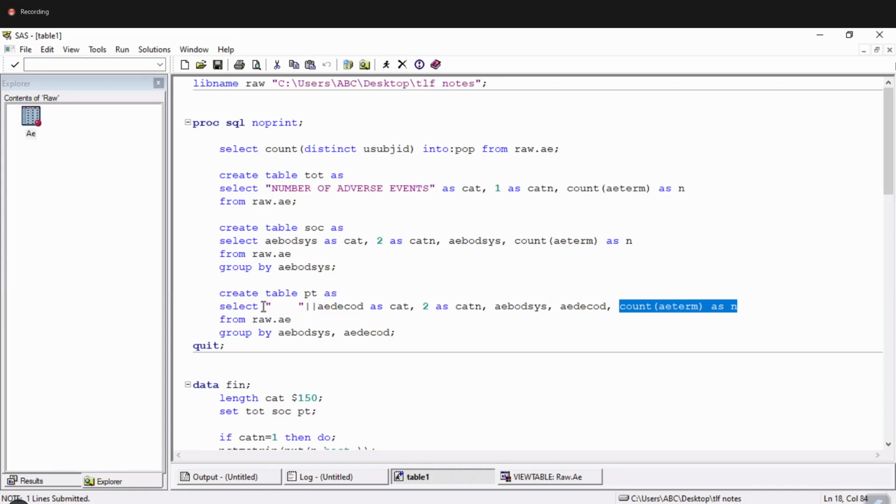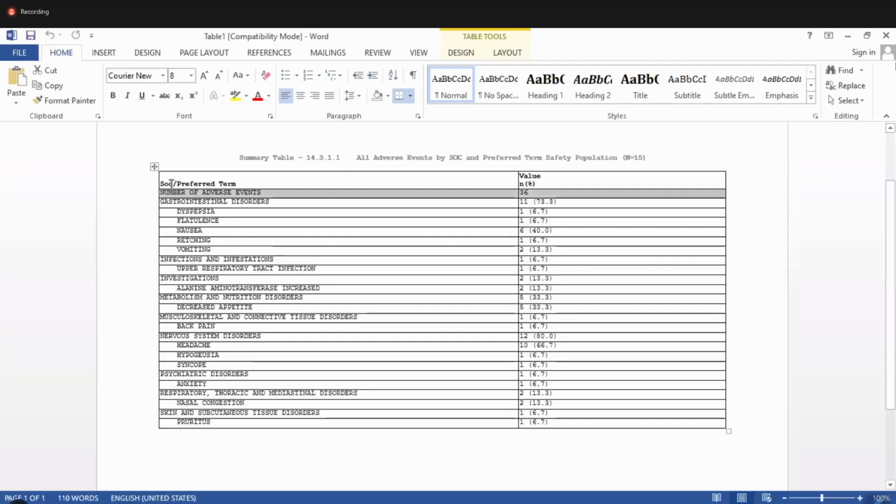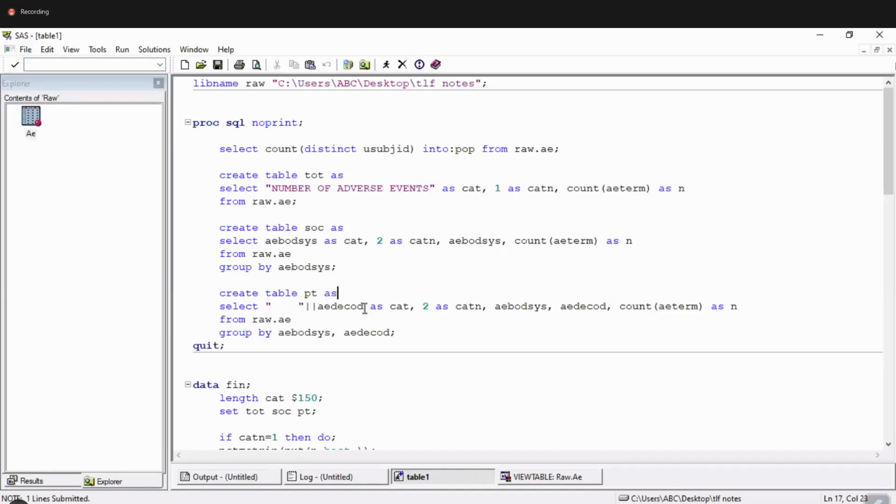While taking it, if you observe here, these decode values will come after some space, right? They want the decode after some space, like this. So while taking the AE decode value itself, I'm concatenating it with some spaces and taking the AE decode variable as a cat variable. So in the cat variable, we have the number of adverse events variable, the AE body system variable, and the AE decode variable. Main variables are available in the cat variable. In the n variable, you have the counts. Okay, so just run.